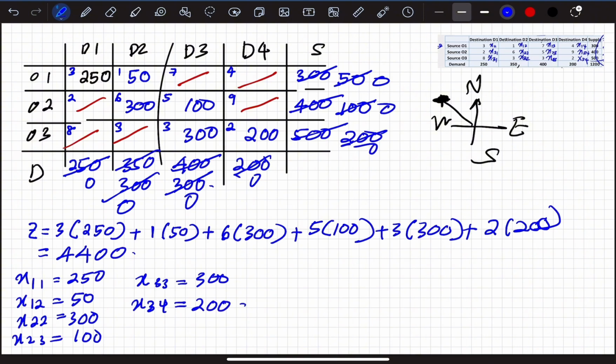So this is our initial answer. Other than that, the variables are equal to 0. That's the end of our part for the northwest corner method.